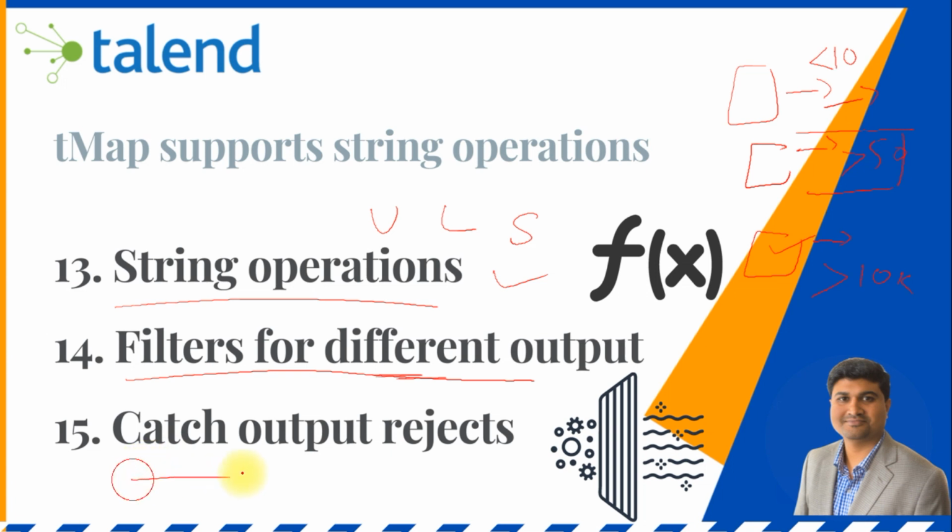And also you can catch all the output rejects. So let's say there are some data constraints, like not null or exceeding a certain length of string. Such bad data you can actually capture using output rejects. So this feature is also provided by Talend tMap, right? So these are some of the 15 features that I was about to tell you.